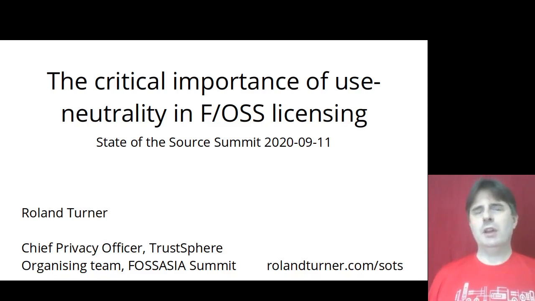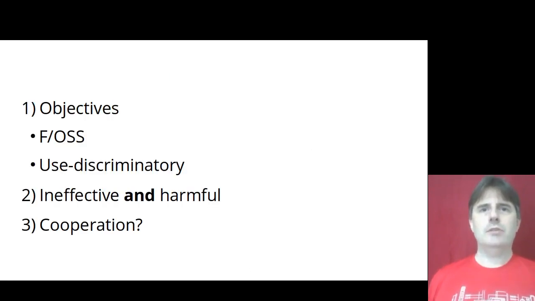I'm going to talk to you today about use neutrality and its critical importance in the licensing of free and open source software. I'm going to cover three broad areas. Firstly, the objectives of licensing schemes, both FOSS and use discriminatory. Secondly, I'll argue that use discriminatory systems are both ineffective and harmful, and therefore a terrible idea, at least for OSI. And finally, I'll nonetheless explore what scope for cooperation might exist with use discriminatory communities for OSI.